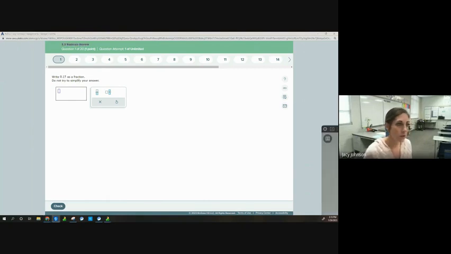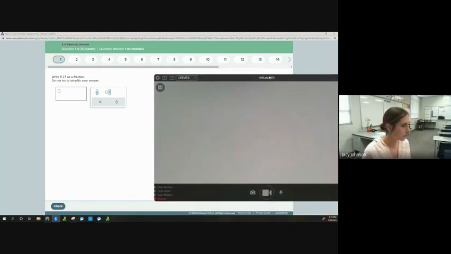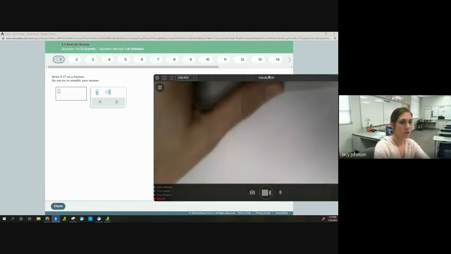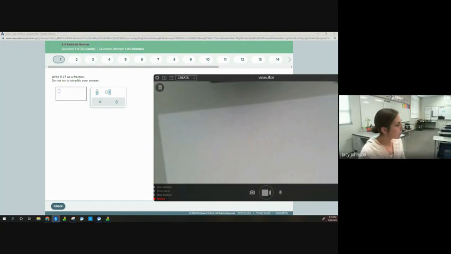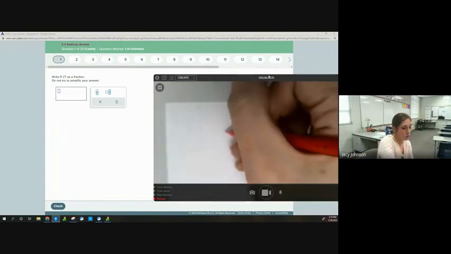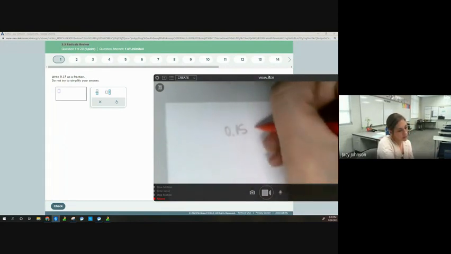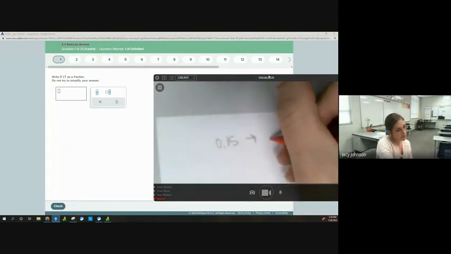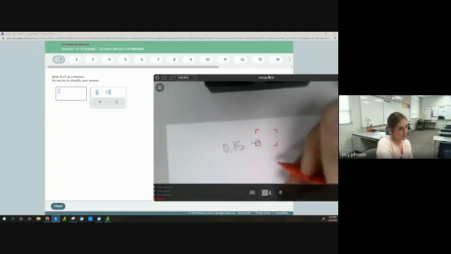The first question asks me to, and I'm going to use my camera so I can actually write this out and you can see. But remember, when a question asks me to convert a decimal into a fraction, remember my rules for converting. So 0.15, my rules for converting are going to be as follows.